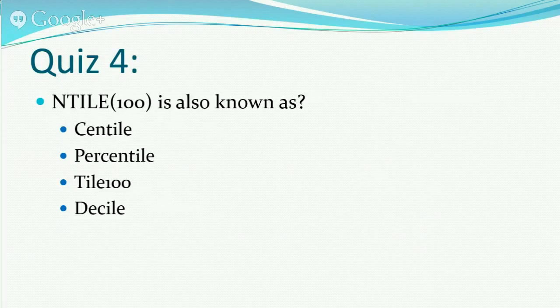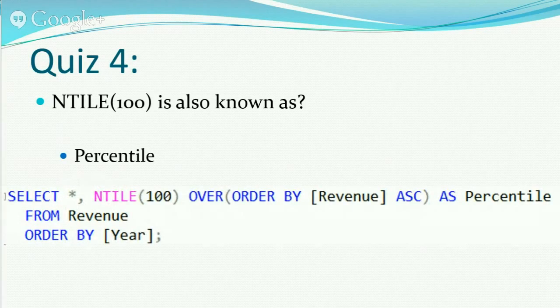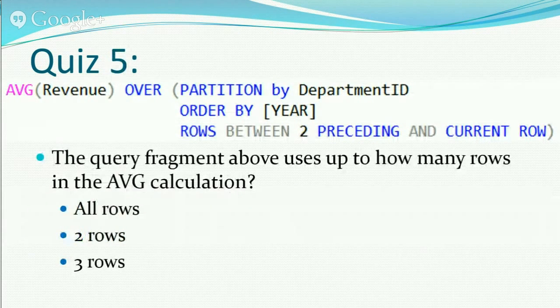On to Steve's question. All right, so the NTILE function. If we're using NTILE with a parameter of 100, this is also known as what? Percentile. And there's the example, percentile. So it's breaking it up into 100 bins, and it's sorting the entire result set out over those 100. All right. So the query fragment above uses up to how many rows in the average calculation? 3. Okay, everyone's agreeing 3 rows? Yay! So because it's using the current row and the 2 before it. And that one threw me off a couple times when I was creating the demos.